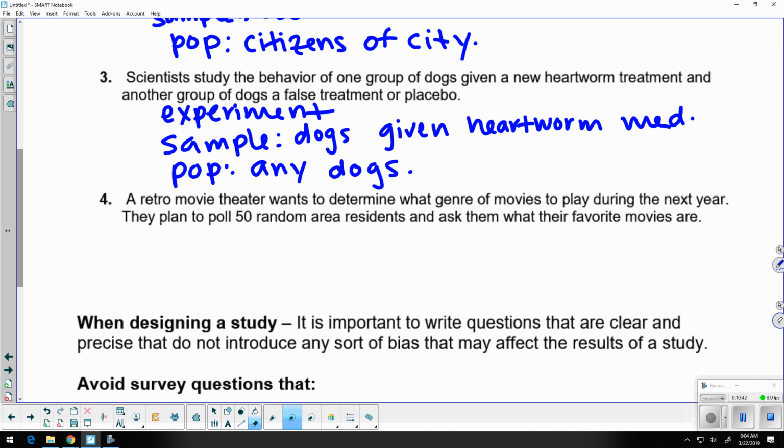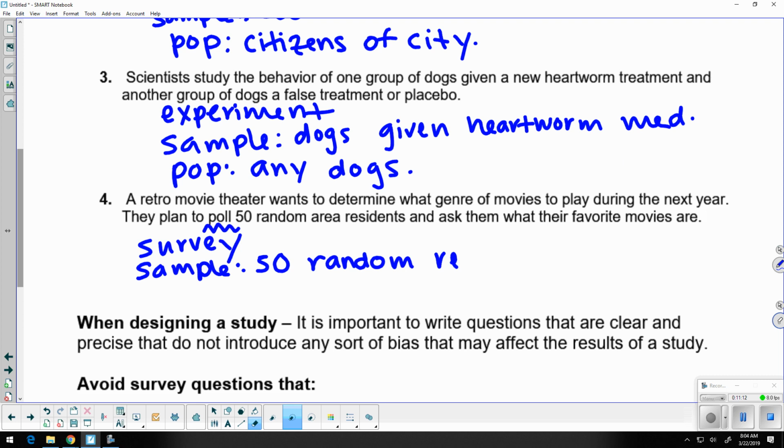And then number 4, it says a retro movie theater wants to determine what genre of movies to play during the next year, and they plan to poll 50 random area residents, and ask them what their favorite movies are. So again, key thing I'm popping out right now is talking about a poll. If I'm polling people, that's a survey. And then let's see, our sample would be the 50 random residents.